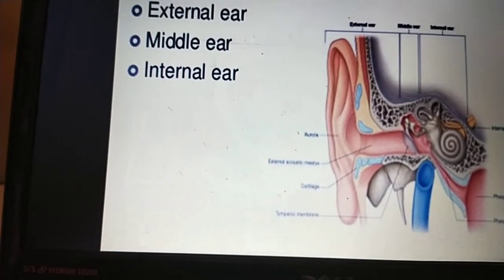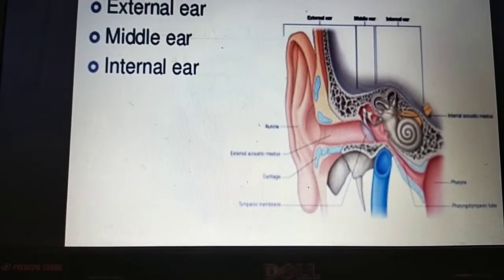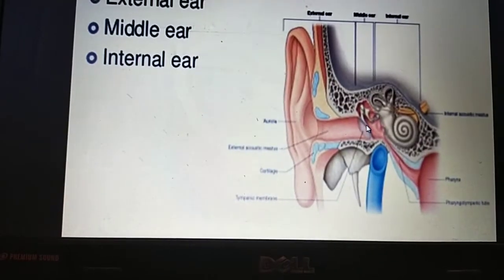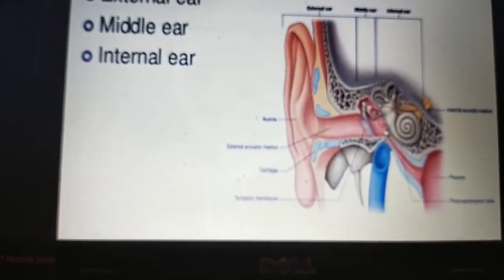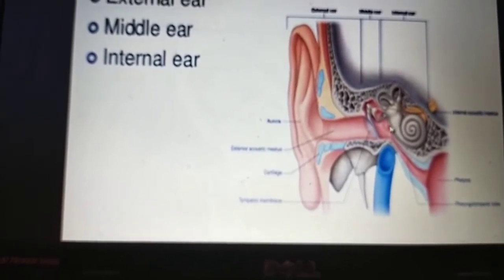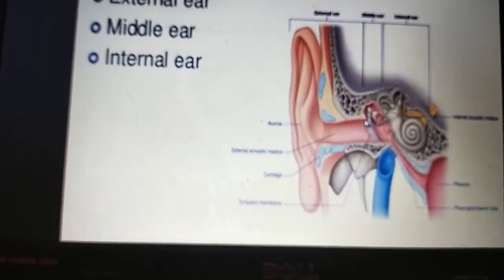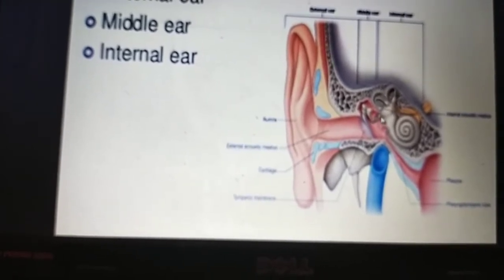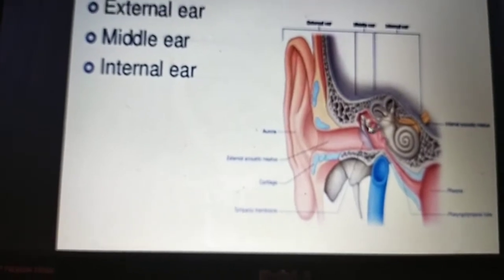The middle ear is the part of the ear in between the eardrum and the oval window. Here is the oval window. This is the part in between the eardrum and oval window. It is the middle ear, from the eardrum to the inner ear. In between the eardrum and inner ear, this is the middle ear.